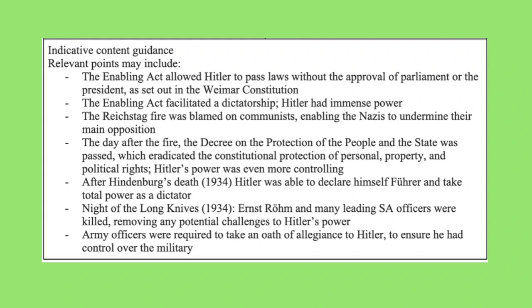So if you wanted to build upon the stimulus point of the Enabling Act, you can bring in your own knowledge to show the examiner that you know what you're talking about and use it to make a nicely developed point. So you might say that it allowed Hitler to pass laws without the approval of Parliament or the President, as set out in the Weimar Constitution. And that in turn allowed him to build a dictatorship because it gave him so much power.